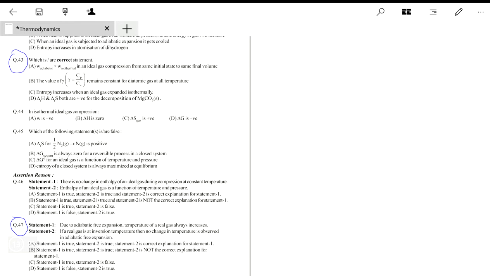Right. So in question 43, the first bit says W adiabatic and W isothermal. For the comparison, we'll just draw a P versus V graph. Now you have the same initial state and there is a compression till you reach the same final volume. Let's say this is the final volume that you want to reach and this is the initial state.